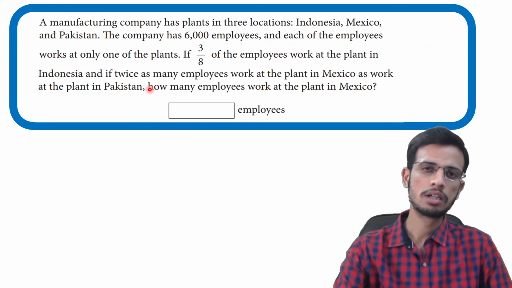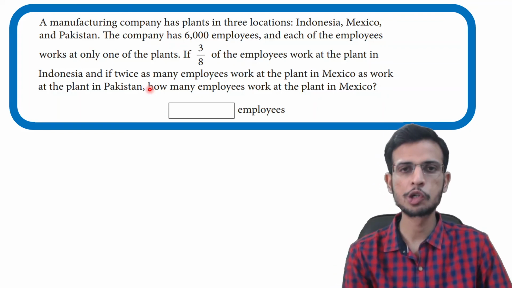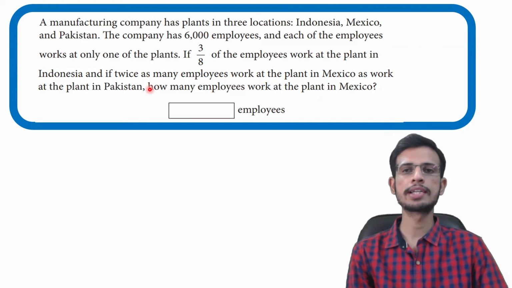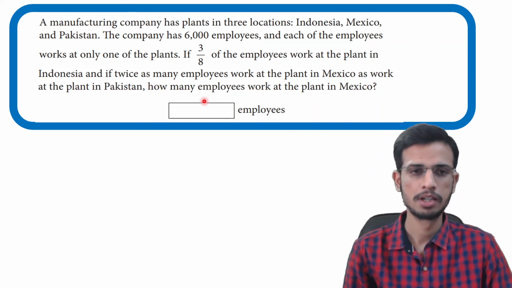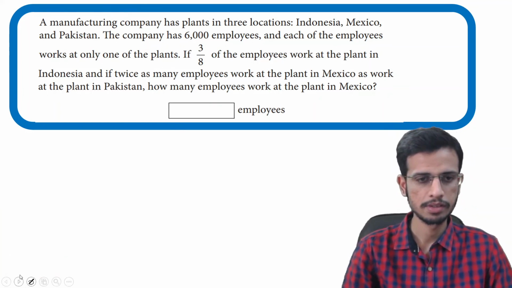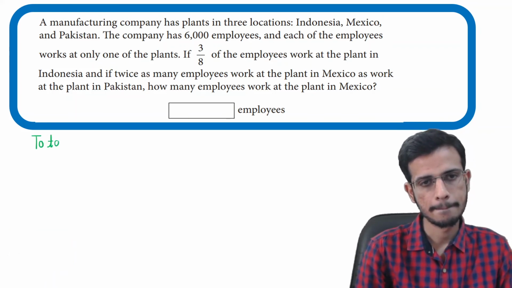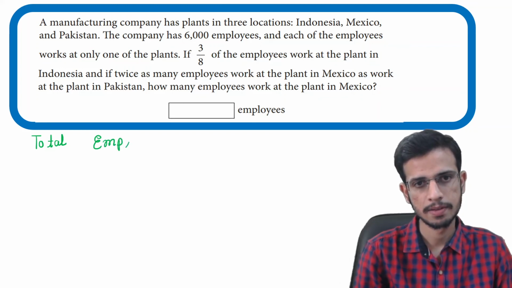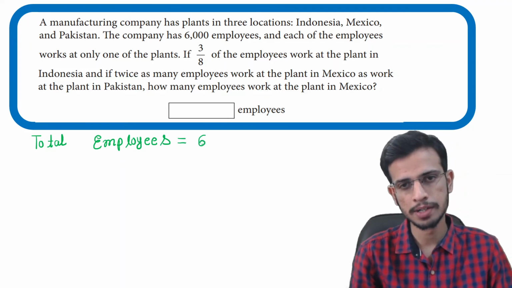We are given 2 conditions and the total number of employees, and we have to find the number of employees working at the plant in Mexico. It's a numerical entry type question. In total we have 6,000 employees. Total employees are equal to 6,000.